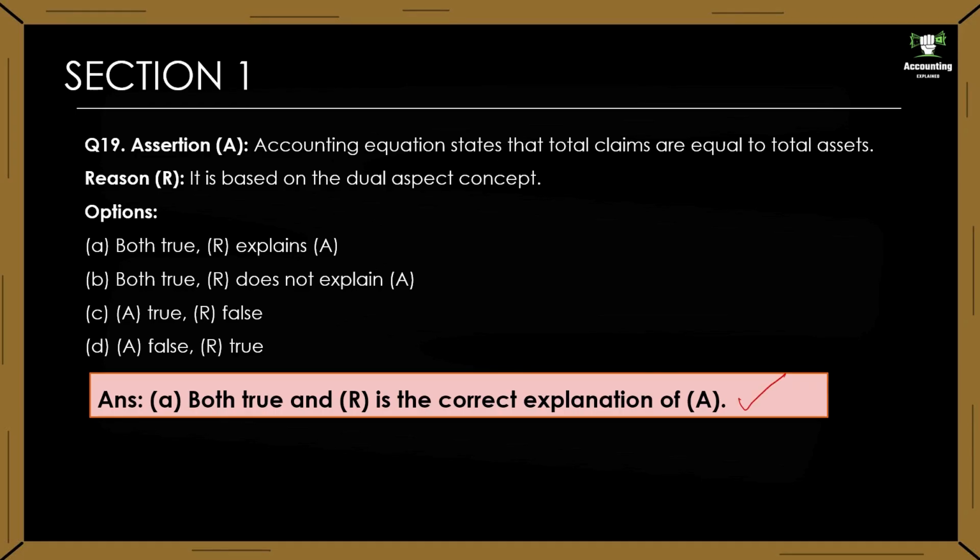See here, accounting equation states that total claims are equal to total assets. Total liabilities are equal to total assets. That is correct, true. It is based on the dual aspect concept. Dual aspect means it is based on the double entry concept. So, this reason explains this. Total claims is equal to total assets. That is why A is correct.